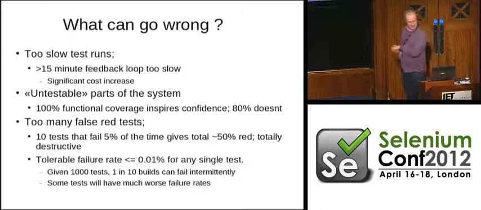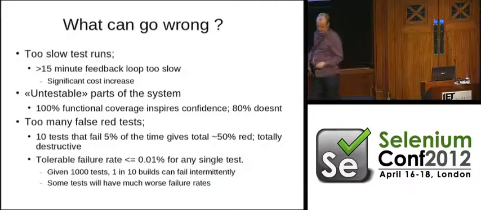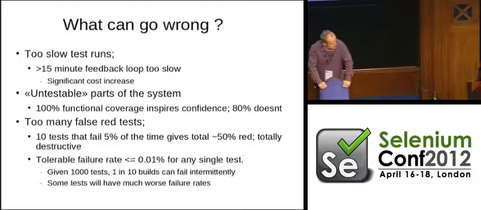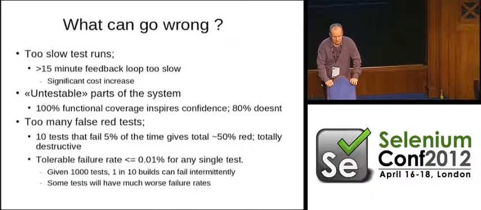So there is the thing of the red tests, because if you have just a handful of tests, say 10 of them that fail 5% of the time, your continuous integration system is only going to be red about half the time, 52% or so. And that, you simply can't have that.